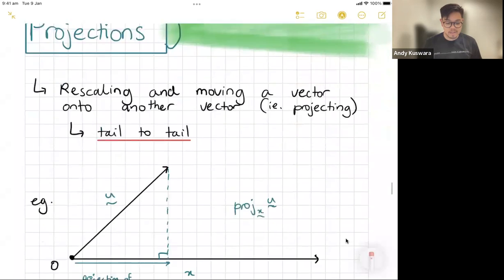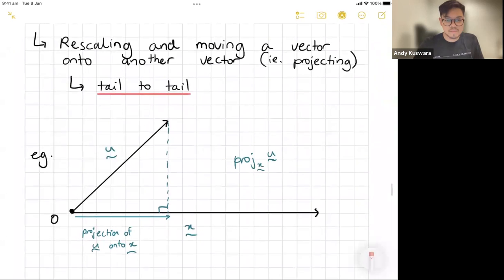How it might look is, for example, I've got this vector u, pointing up this way, and then this vector x. So we've got vector u and vector x. If I project u onto x, it's going to shorten a little bit, as if we're shining a light. That's what we call the projection of u onto x. The way we do it is we draw a right angle, projecting onto the other vector, and that's what it would be.